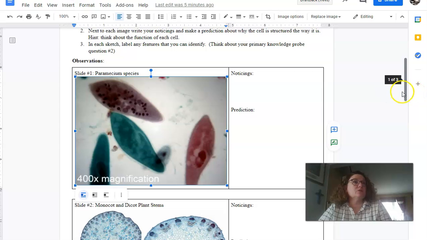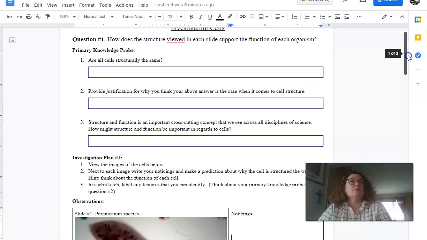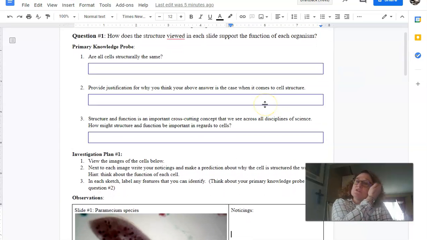So on Classroom, you have this assignment. It should be ready to go for you. And you'll need to, these first three questions are just kind of thinking, reflecting on what you know about cells, what you know about organisms. And then the other piece to it is this idea of structure and function.